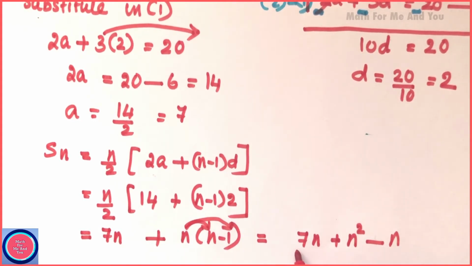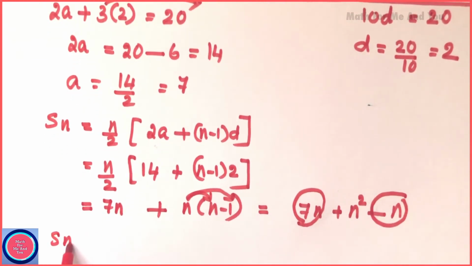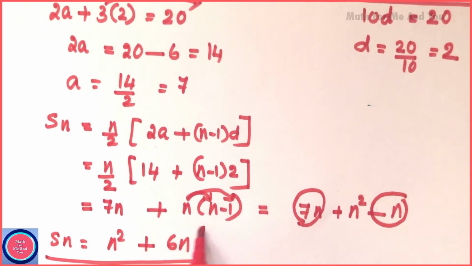This is actually the answer, but we can simplify the n terms. 7n minus n, and now the answer I am going to write in order. First n square. After that 7n minus n is plus 6n. What is sum of n terms? N square plus 6n. Next question.